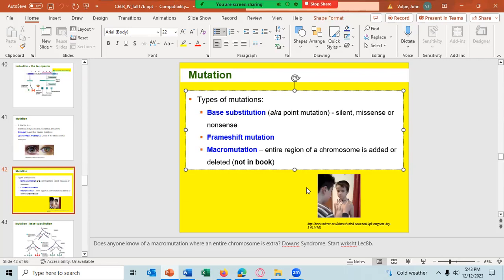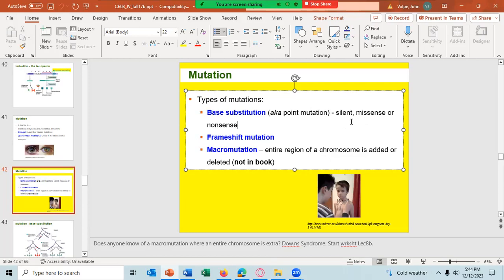All right, let's talk a little bit about silent mutations. That's where you change the DNA, so the base is changed, but it results in the amino acid not being changed, because the codon is changed, but that codon still codes for the same amino acid. So the protein is not changed, and that's why we call it a silent mutation. The DNA is changed, but the protein is not.